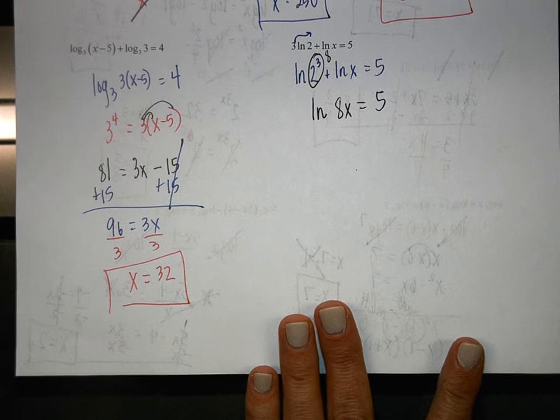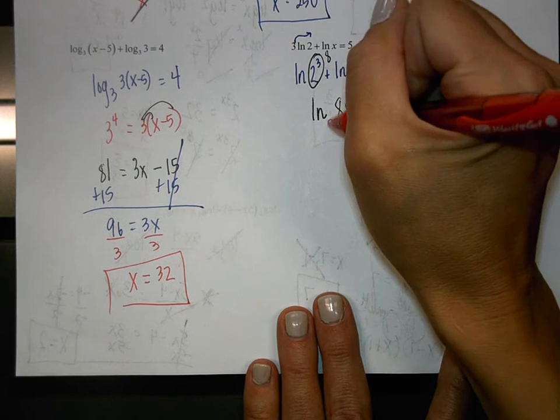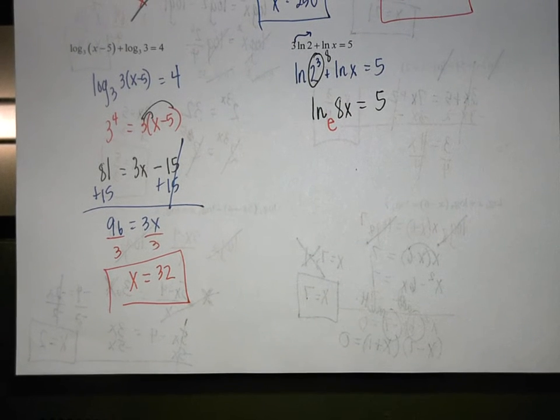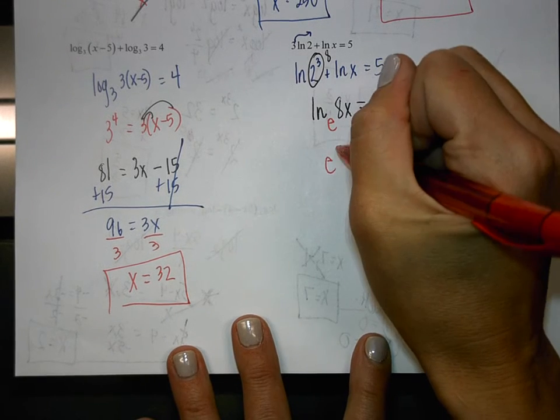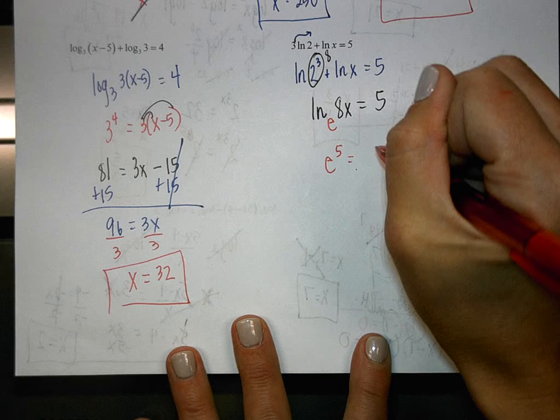Okay? What base is natural log always? E. Okay? And so in order to eliminate the natural log here, we change this to exponential form, which we've written as what? E to the 5th equals 8x. Is x by itself?